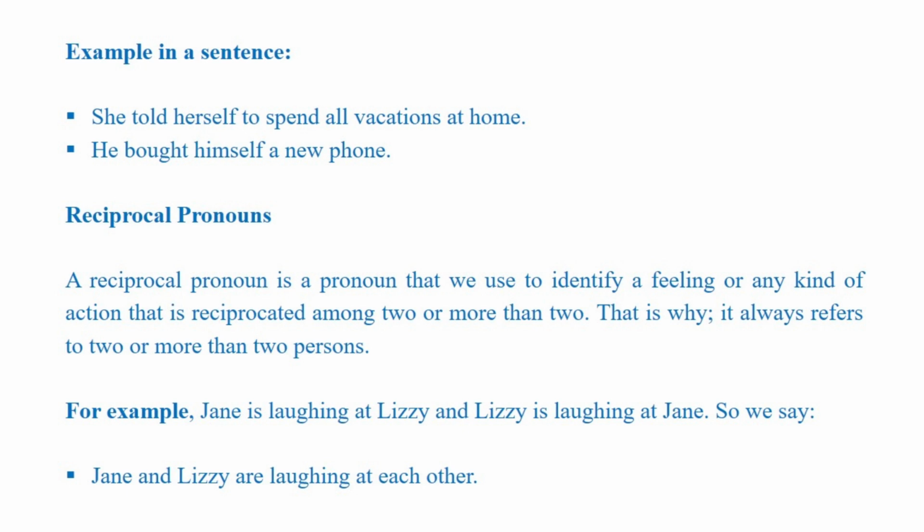Reciprocal pronouns. A reciprocal pronoun is a pronoun that we use to identify a feeling or any kind of action that is reciprocated among 2 or more than 2. That is why it always refers to 2 or more persons. For example, Jane is laughing at Lizzie and Lizzie is laughing at Jane. So we say, Jane and Lizzie are laughing at each other.